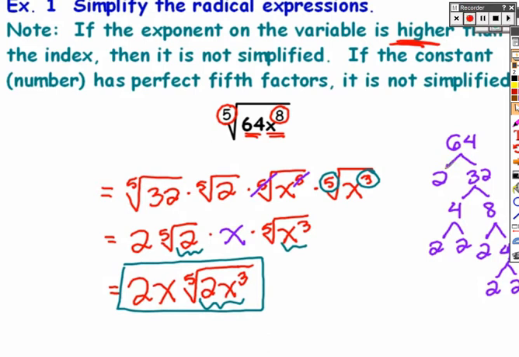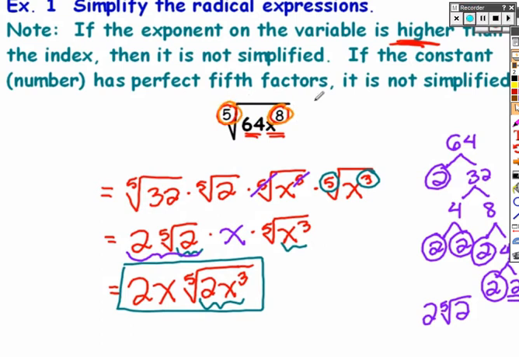A couple of additional notes. This is how you could use the factor tree to get the same answer. You'd be looking for groups of 5. So there's a group of 5 that 2 would go out front, and then anything left over would stay under the radical sign. That's another way to get the 2 times the 5th root of 2. Another way to simplify the x term, if you look here, you'll start noticing a pattern. If you take 8 divided by 5, well, 5 goes into 8 once, and there's 3 left over. So that means there should be 1 x out front, there it is, and 3 x's left over under the radical sign.